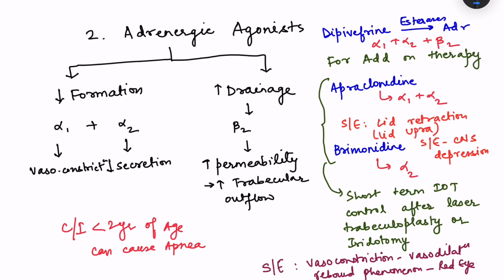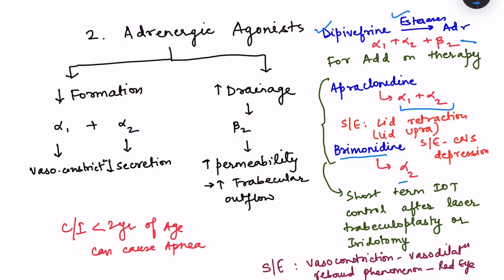Next is the adrenergic agonists. In adrenergic agonists, we have different types of drugs. One, the non-selective one, which can act on alpha 1, alpha 2 and beta 2 receptors. Then we have the selective ones which act on alpha receptors only. We have apraclonidine, which acts on both alpha 1 and alpha 2 receptors. Then we have brimonidine, which acts only on alpha 2. Dipivefrin is an analog of adrenaline. Within the eye, it is broken down by esterases to adrenaline, and it acts on all three types of receptors, alpha 1, alpha 2 and beta 2.